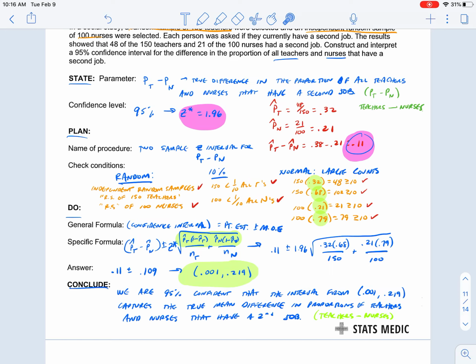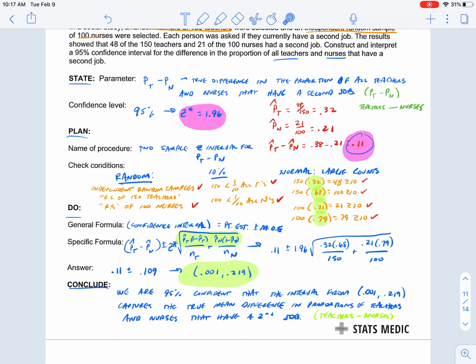Then we did this example where I stated p sub t minus p sub n is the true difference in the proportion of all teachers and nurses who have a second job. I laid out what my proportions were from my prompt, and that's going to allow me to use those later down here in my formula, right? So I use those in the formula. And by finding the difference here, we're saying, hey, here's some evidence. Is it convincing? Well, I don't know, but there seems to be a difference here. Laid out my 2-sample Z interval for p sub t minus p sub n. I checked my 3 conditions.